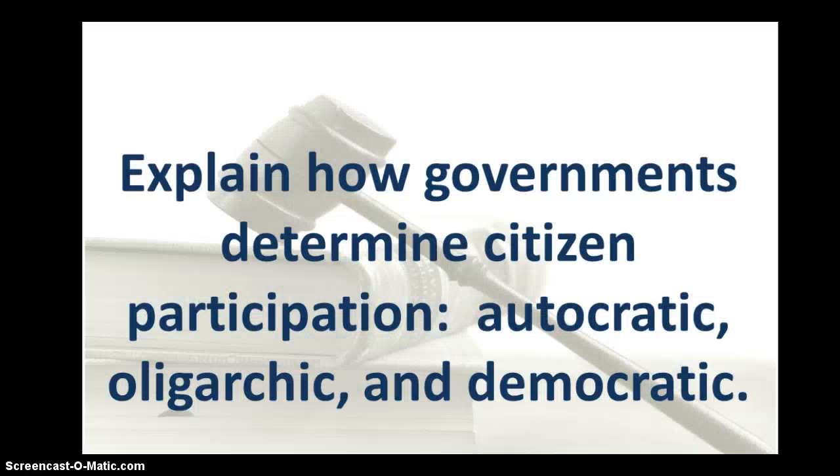Now today we're going to go into the terms autocratic, oligarchic, and democratic. And these are three terms that we use to describe how governments determine citizen participation in their government. And these are big words, but we'll go through and explain it, and you'll have a definition in your notes that you understand in no time.